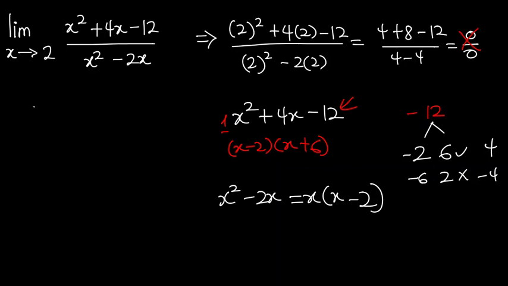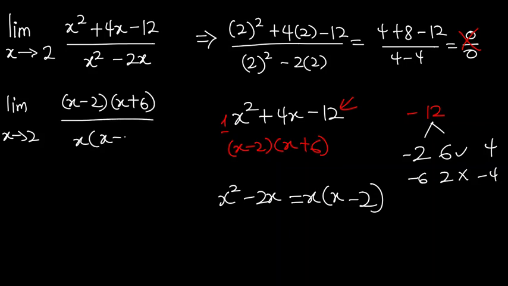So now let's write the whole expression. We have the limit as x approaches 2 of x minus 2 multiplying x plus 6, divided by x multiplying x minus 2. This is what we have. So you will see that we can do some cancellation here. This will cancel out this, and at the end we are going to have the limit as x approaches 2 of x plus 6 divided by x.